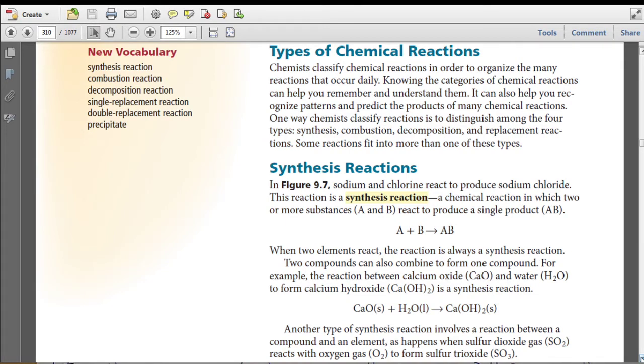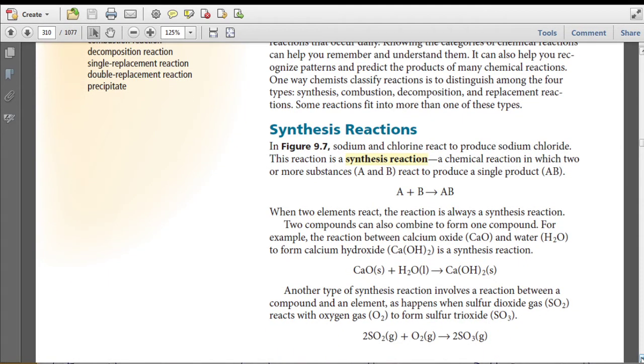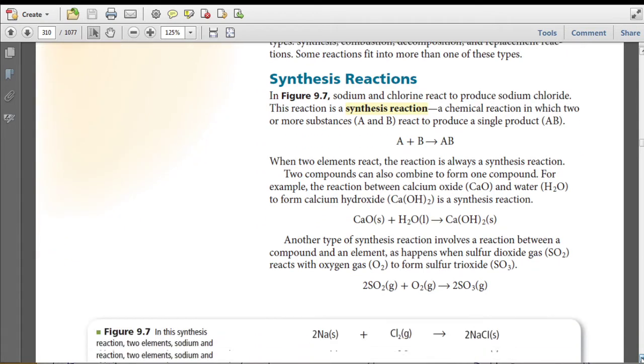Sodium and chlorine react to produce sodium chloride. This reaction is a synthesis reaction, a chemical reaction in which two or more substances, A and B, react to produce a single product, AB. When two elements react, the reaction is always a synthesis reaction. Two compounds can be combined to form one compound. For example, the reaction between calcium oxide and water to form calcium hydroxide is a synthesis reaction.